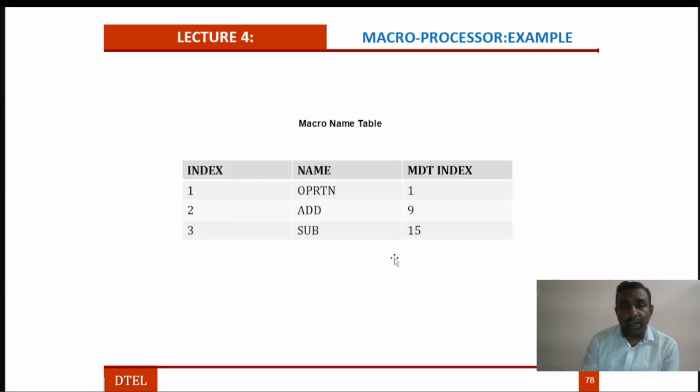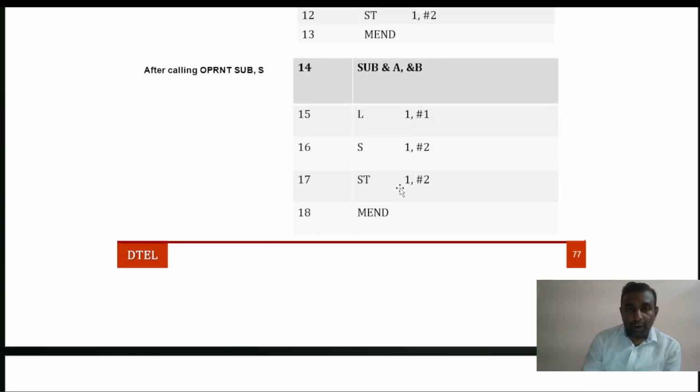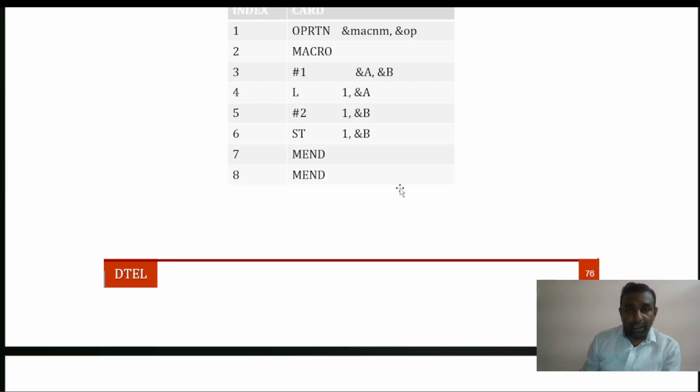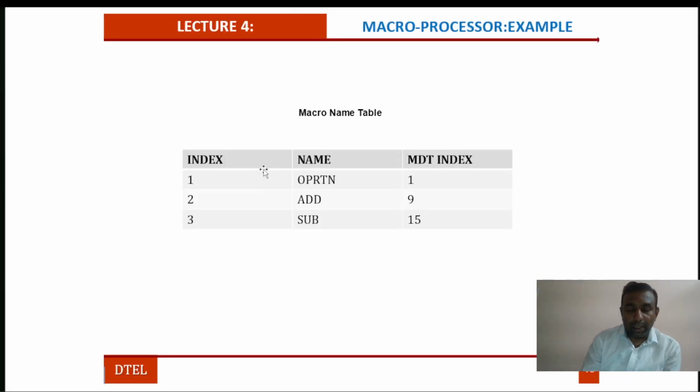MDT, that is the micro definition table, and the second one is the micro name table. There are three micros, and their names are OPRTN, add, and sub. The MDT index means the index in the MDT for each micro. The first micro starts from index 1, the second micro starts from index 9, and the third micro starts from index 15. We can see here 1, 9, 15. So this is about the MNT.